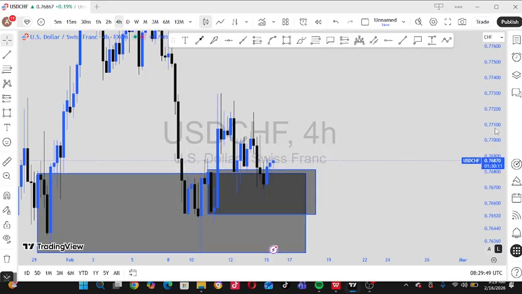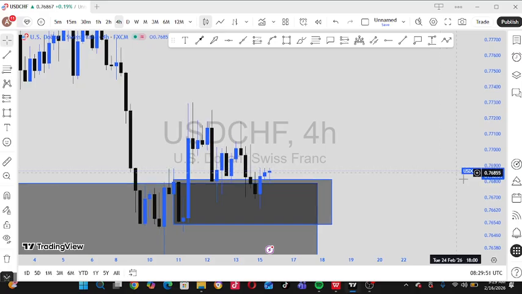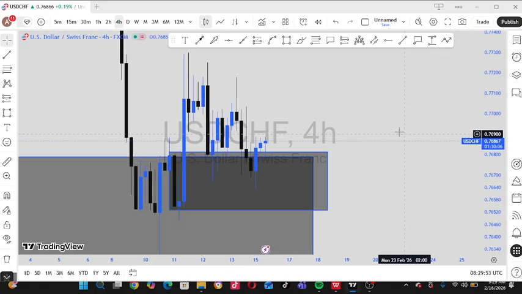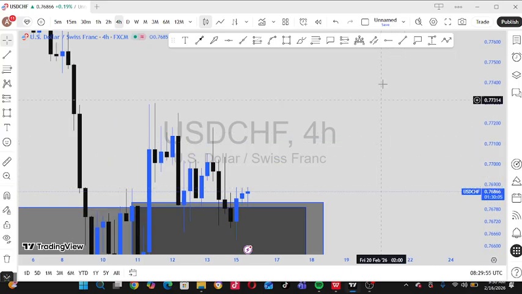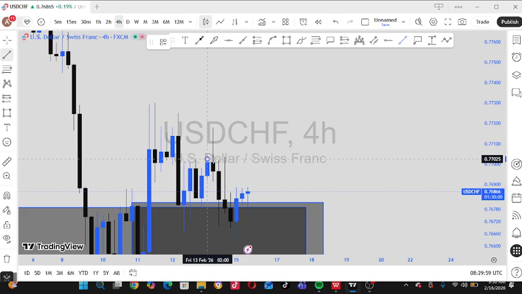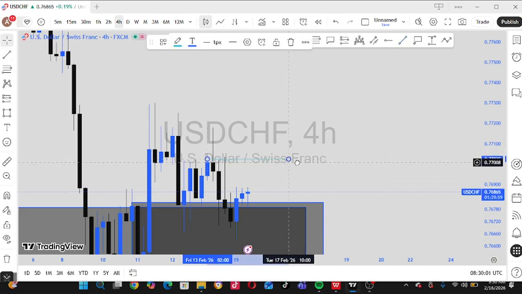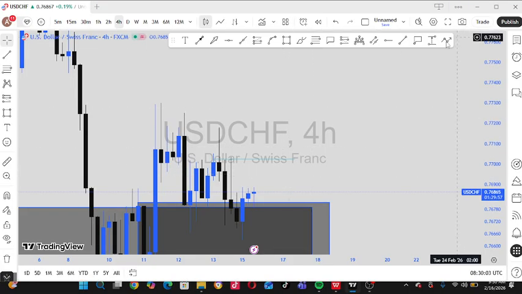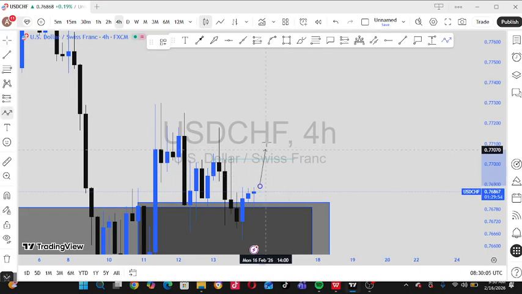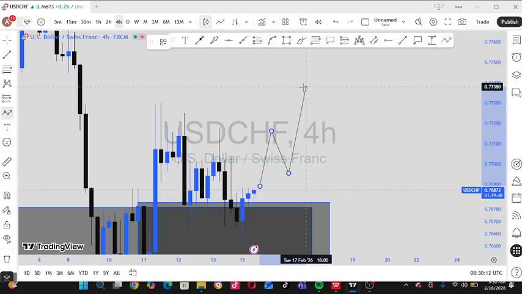So for us to be sure that this market is about to go up, or for us to be sure that this market is still bullish, we can say we want to wait for the market to close above this level. We want to see market close above this level, then come back to this breaker block. From there we want to buy.